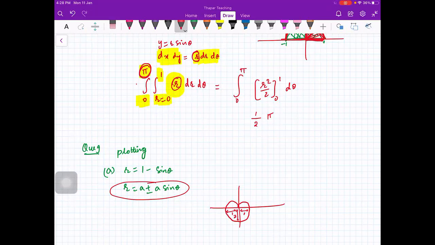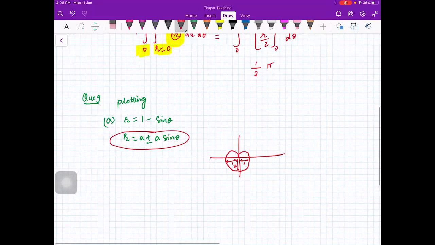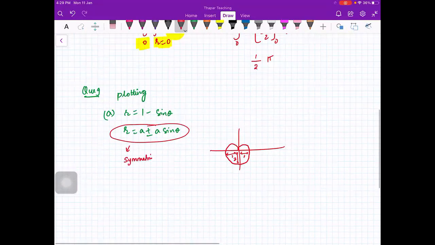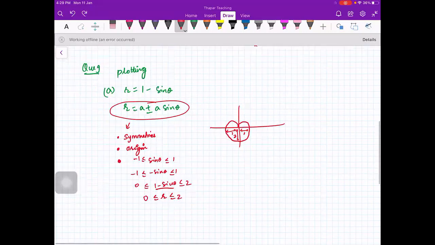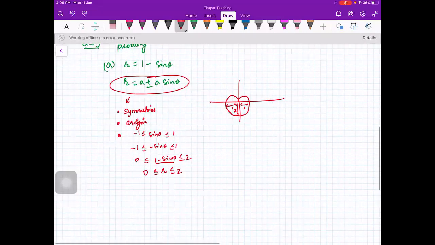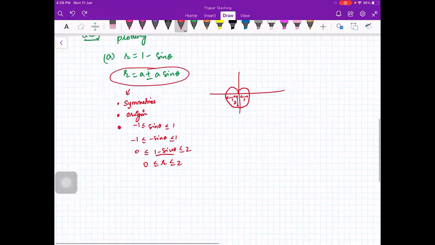To plot, you have to follow the steps. You will find out the symmetries. You will see where the curve is passing through a region. Then you will find out some restriction, for example, here sine theta is between 1 and minus 1. Therefore, minus sine theta is also between minus 1 and 1, so 1 minus sine theta is between 0 and 2. So your r is between 0 and 2, which you can clearly see from this figure. The last point is you will find out some points on the curve. These are the 4 steps I have told you.